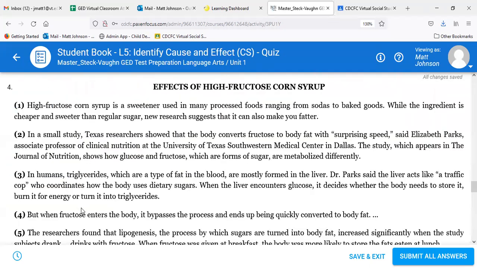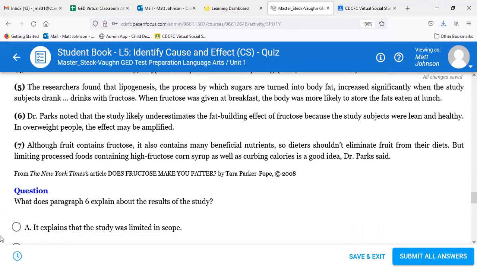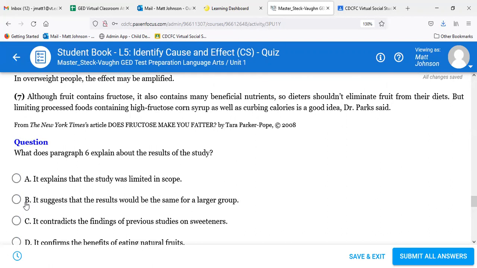And 4, same thing. So what does paragraph 6 explain about the result of the study? A, it explains that the study was limited in scope. B, it suggests that results would be the same for a larger group. C, it contradicts the findings of previous studies. Or D, it confirms the benefits of eating natural fruits. Oh, it's A. It's A.